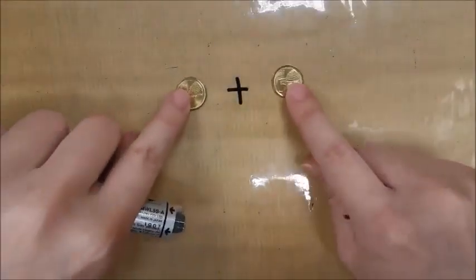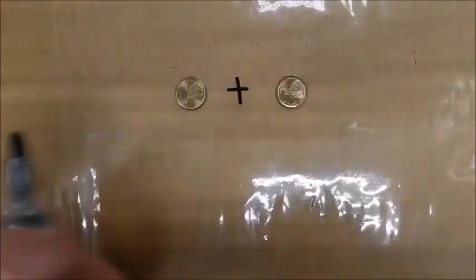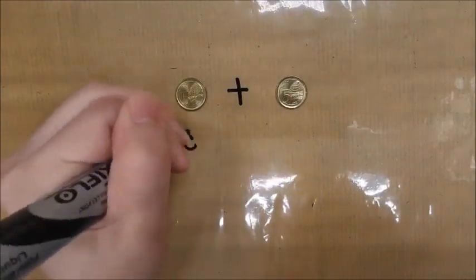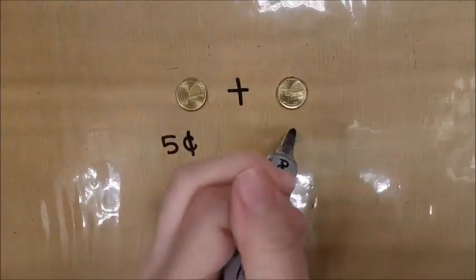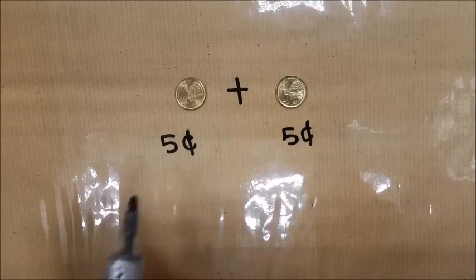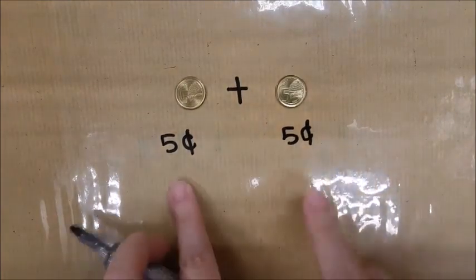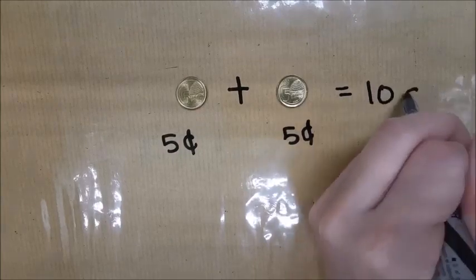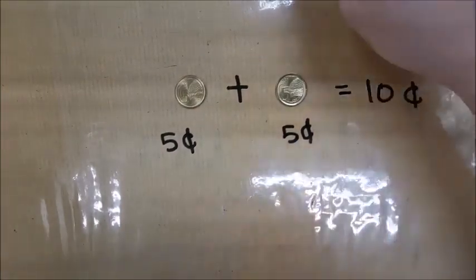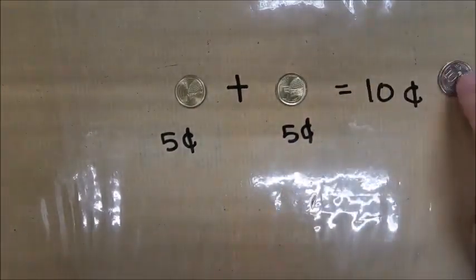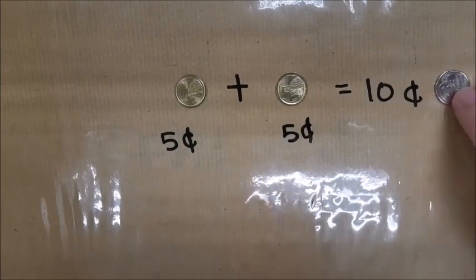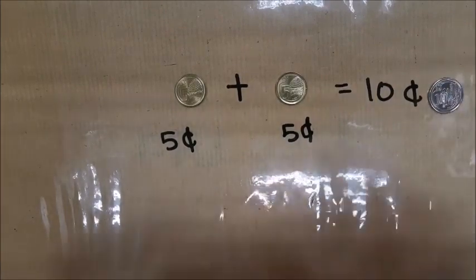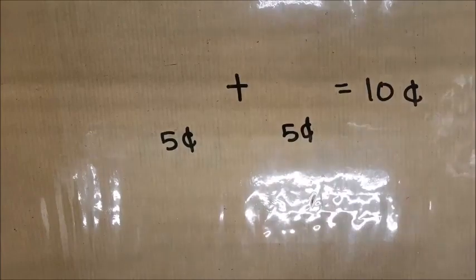I have 2 5-cent coins over here, and this is 5 cents plus 5 cents. 5 plus 5 makes 10. And so we have 10 cents, and that will look something like this. Very good. Now let's try another one.